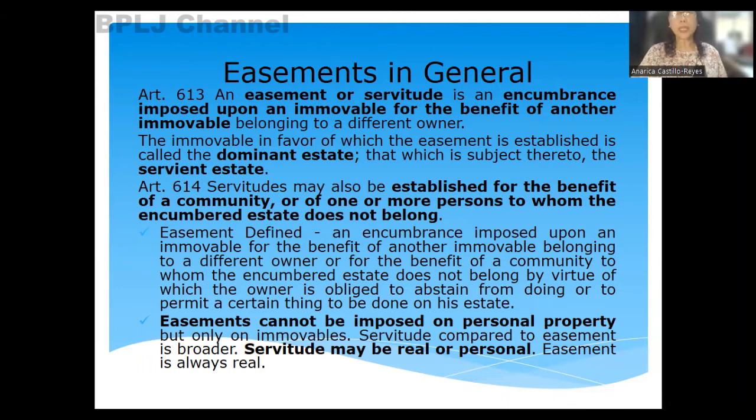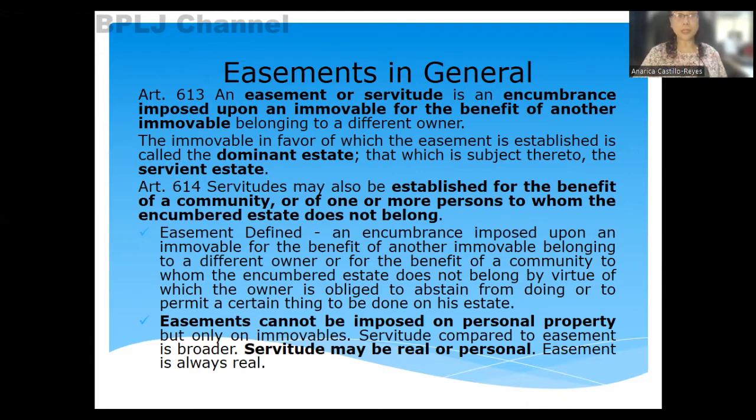Our topic for today is easements. What are easements? Under Article 613 of the Civil Code, an easement or servitude is an encumbrance imposed upon an immovable for the benefit of another immovable belonging to a different owner. The immovable in favor of which the easement is established is called the dominant estate, that which is subject thereto the servient estate.